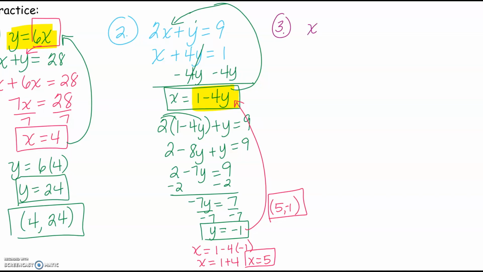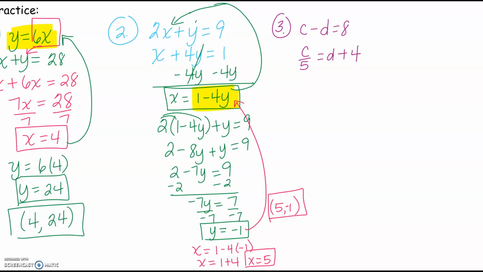X minus, let me start over with that one. C minus D equals 8. C over 5, or C divided by 5, equals D plus 4.